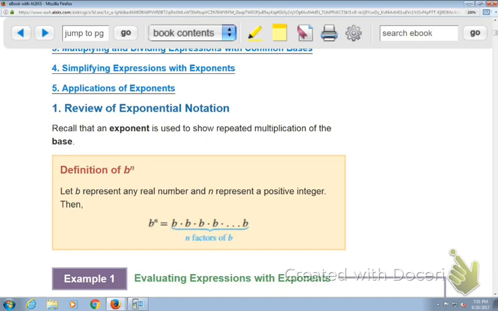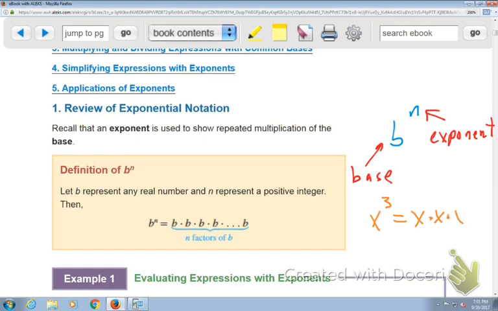So if we have b to the n, b is the base, n is the exponent. I hope I didn't rock anybody's world with that information. All right. So what does it mean, for example, to be x cubed? What does it mean? X times x times x. That's it, right? That's what it means.